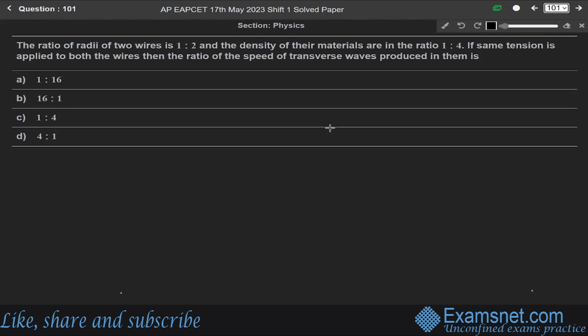Now the next question is 101. The ratio of radii of two wires is 1:2 and the densities of their materials are in the ratio 1:4. If the same tension is applied to both the wires, then the ratio of speed of transverse waves produced in them is. So this question is from the chapter of mechanical properties of fluids.